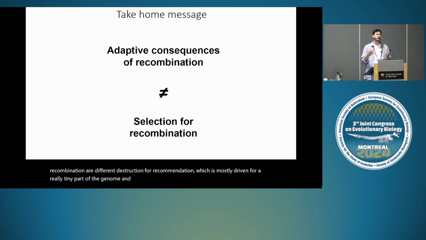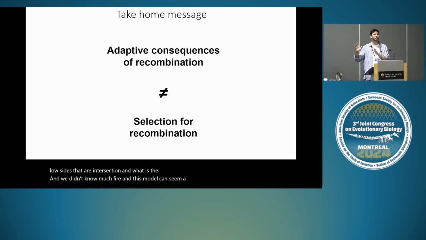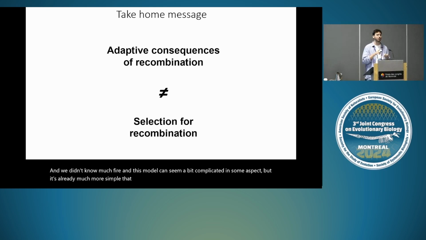To understand how recombination modifiers evolve in nature, we need to be able to identify where these recombination modifiers are, what the loci under selection are, and what the association between the modifier and those loci is. This model can seem a bit complicated in some aspects, but it's already much simpler than what we observe in the wild, where you probably have multiple recombination modifiers that maybe have some genetic conflict, and some local modifiers that don't suffer from uncoupling genome-wide because they don't have a genome-wide effect.